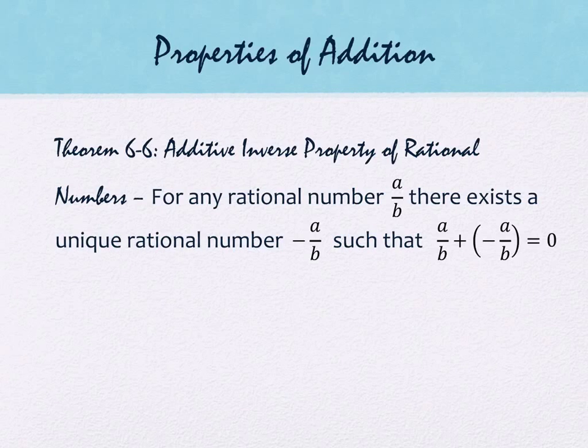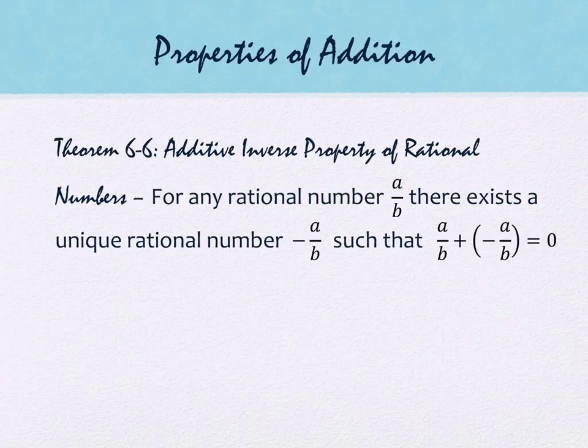A couple of properties are coming next. This property is the additive inverse property of rationals. For any rational number a over b, there exists a unique rational number, negative a over b, such that when you add a over b plus negative a over b together, you get back 0.